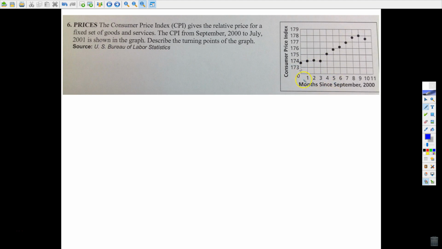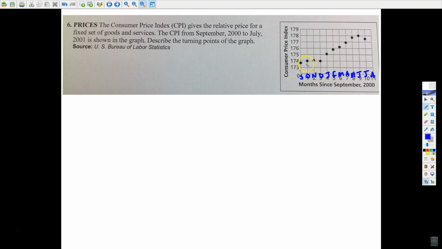So you got to think of it in terms of this is September, then this would be October, November, December, January 01, February, March, April, May, June, July, August, just abbreviating there. So since we're starting at September, then this would be the September mark and so forth. You probably get that. So describe the turning points, okay?